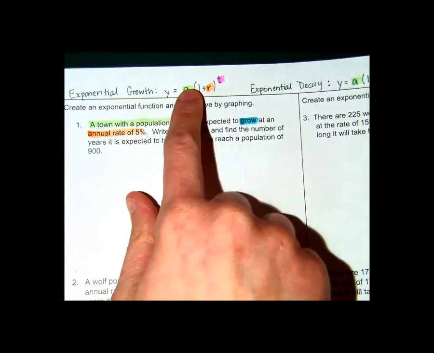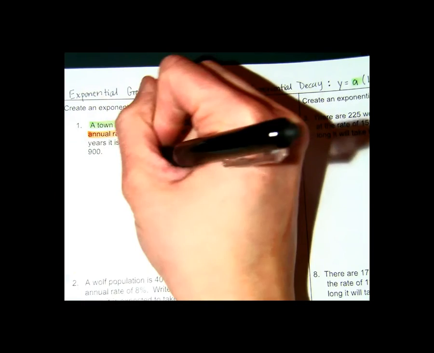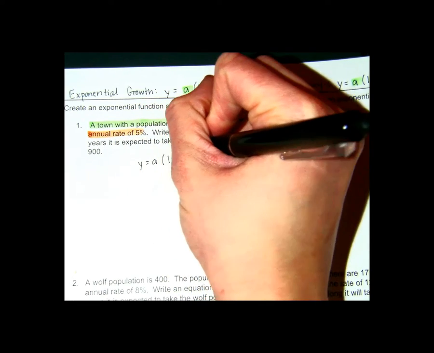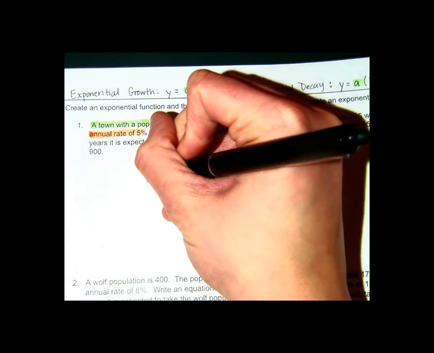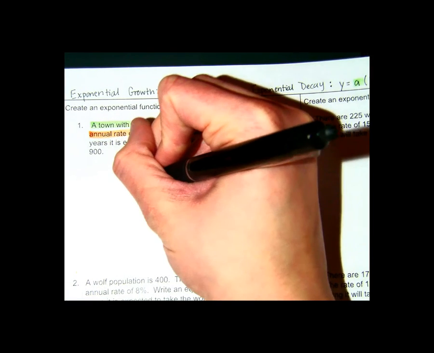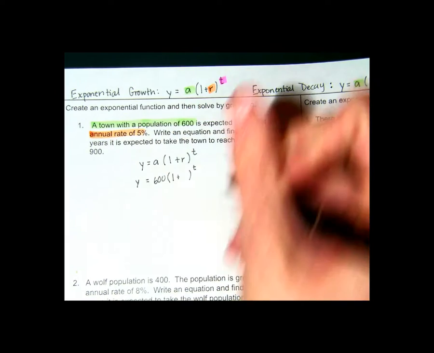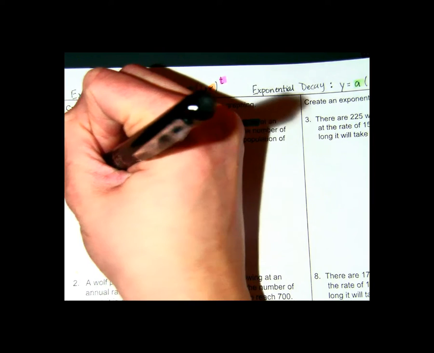Here's what I know. I know I'm going to use this formula. So I'm going to write it down. Y equals A, parentheses, 1 plus R to the T power. A, 600, that's the beginning. Plus R. R is the rate. Our rate is 5%.